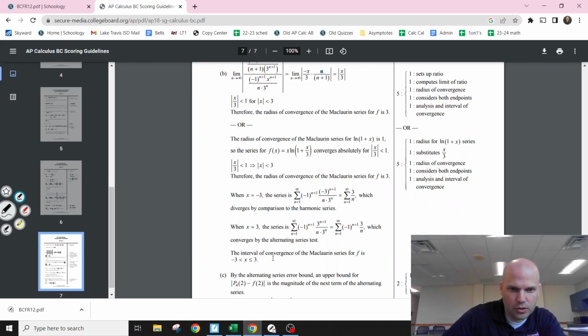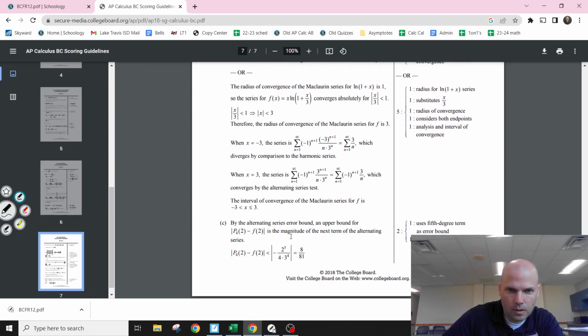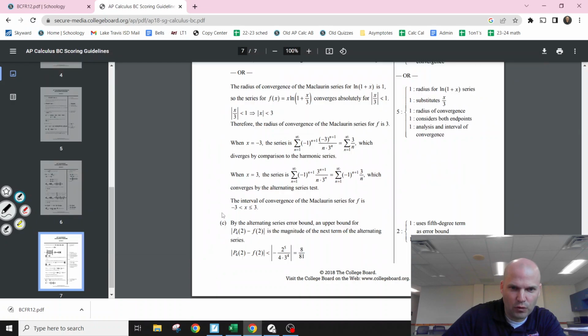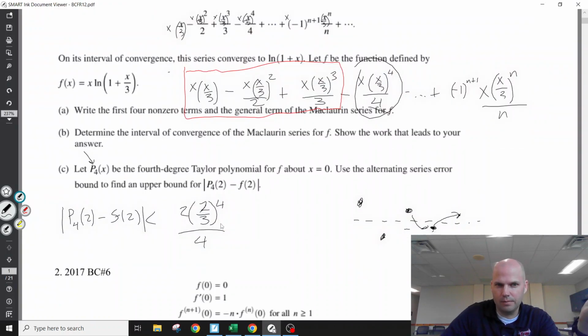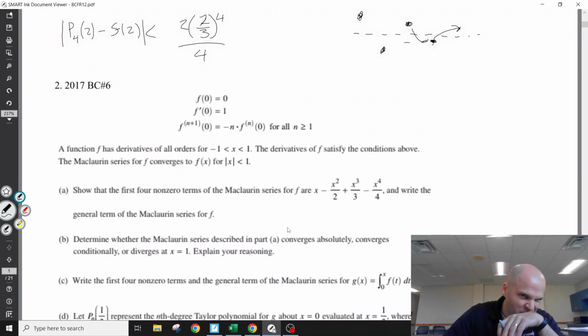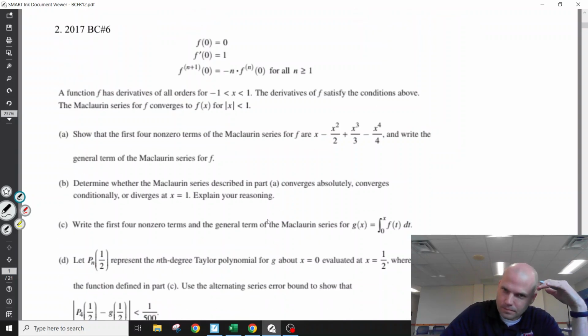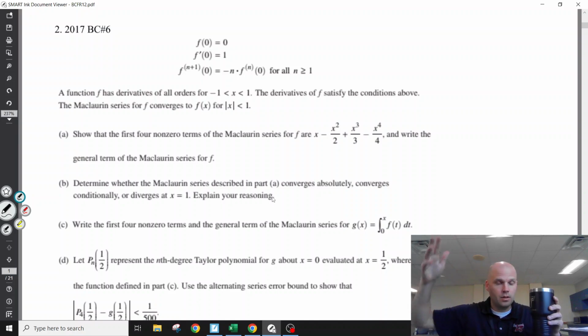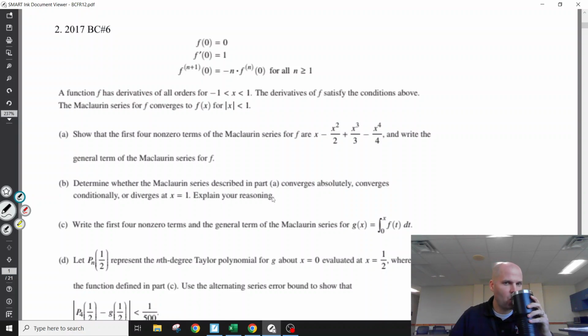Now, on the scoring guidelines, use the 5th term in your answer. So I used the 5th term and I got my answer: 8 over 81, 2 to the 5th over 3 to the 4th over 4, bingo. Okay? So, if you know how to do the ratio test, you get a lot of points. Crush the AB questions. You're good.